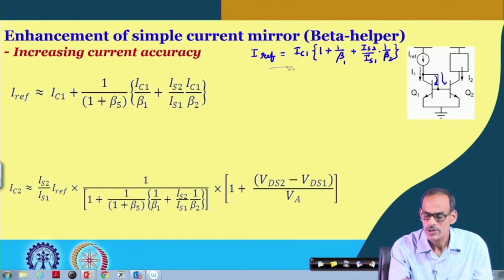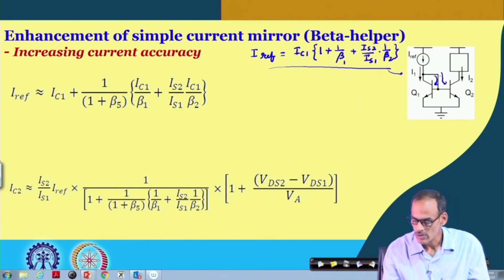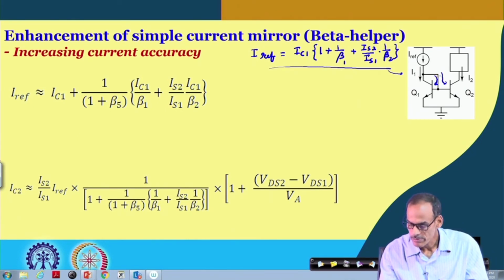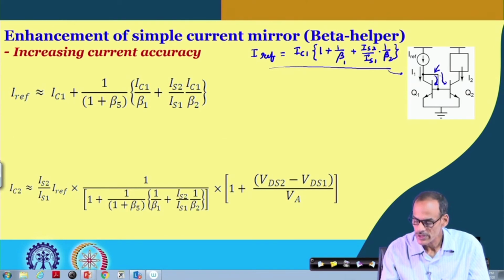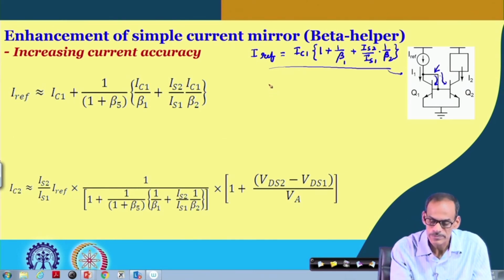This is the case for the simple current mirror. Now, to avoid or reduce this loss, what can we do? We can place one transistor here, which may work as a current amplifier, referred to as the beta helper circuit. So, the circuit is like this.